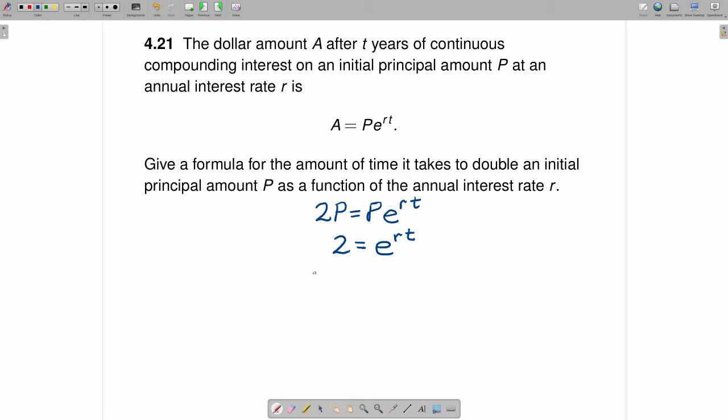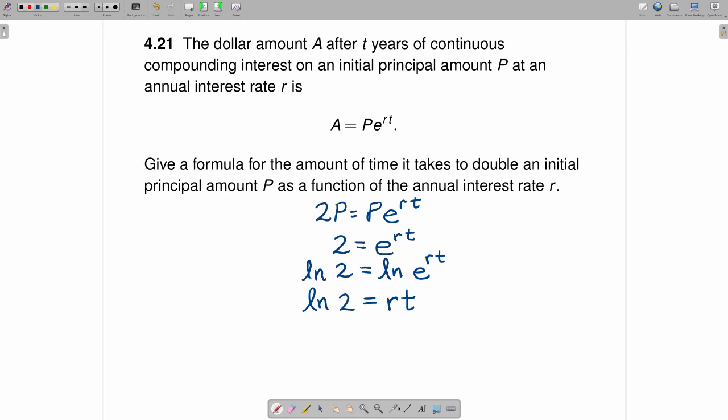The next step to solving this equation is to take the natural log of both sides. When you take the natural log of the left-hand side, you get the natural log of 2. When you take the natural log of the right-hand side, you get the natural log of e to the RT. Now, the reason that the natural log was taken, going from this step to this step, was we know that the natural log of e raised to any power is just that power. So let's write that down. The natural log of 2 is equal to RT.